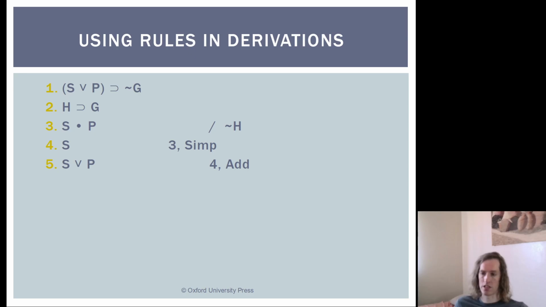Because, well, first we'll just simplify the S out of the S and P. And then we can use addition to get S or P. We could use anything here if we wanted, if we needed S or Q, if we needed S or W, if we needed S or Z, whatever it was, we could use addition to get there. In this case, it's P. So we'll go ahead and use addition to add or P to the S, because remember, we know the S is true, so S or anything is going to be true.